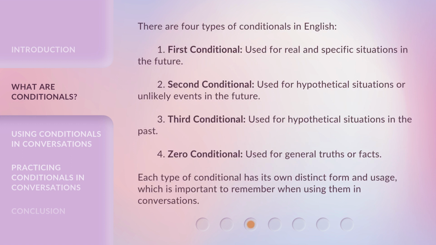There are four types of conditionals in English. 1. First conditional, used for real and specific situations in the future. 2. Second conditional, used for hypothetical situations or unlikely events in the future. 3. Third conditional, used for hypothetical situations in the past. 4. Zero conditional, used for general truths or facts. Each type of conditional has its own distinct form and usage, which is important to remember when using them in conversations.